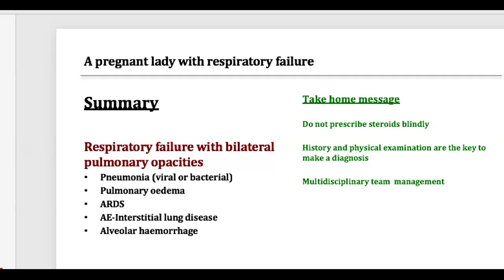So at one end, high probability of having a diagnosis: immunocompromised, hospital acquired. At the other end: immunocompetent and community acquired. So the other two categories are immunocompromised coming from the community, and immunocompetent coming from the hospital.